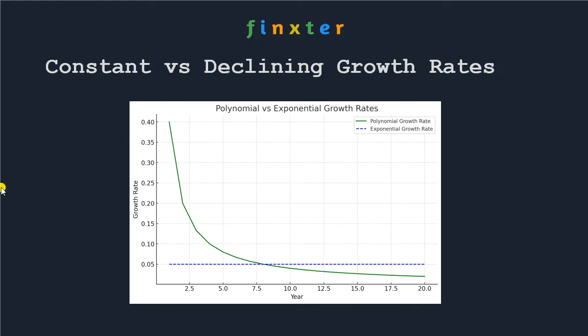Actually, I gave it here. So polynomial versus exponential growth rates: here the orange line again is the polynomial growth rate, and the blue line is the exponential growth rate. So this one is the same chart, but it just measures the growth rate.